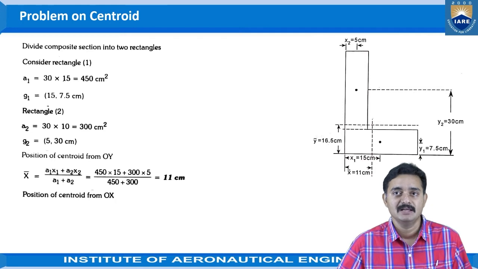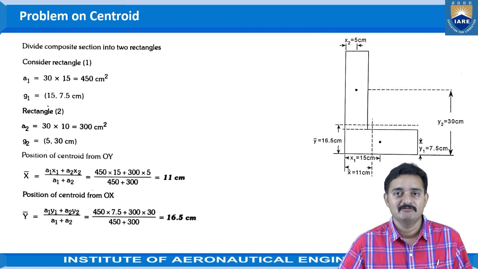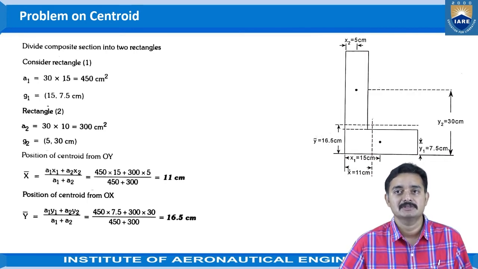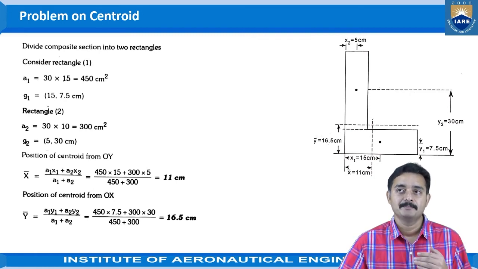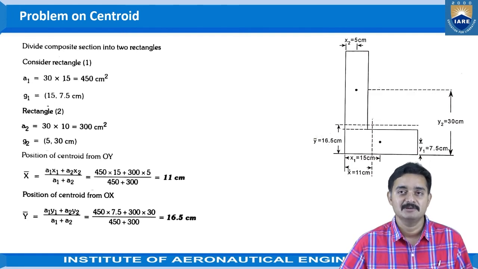Then the position of centroid from OX, that is from the x-axis, the base axis, the value would be y bar, that can be obtained as a1 y1 plus a2 y2 by a1 plus a2, that is equal to 450 into 7.5 plus 300 into 30 by 450 plus 300, that is equal to 16.5 centimeters. Thus, we have obtained the center of gravity or centroid of the complex lamina, that is the L-shaped lamina.